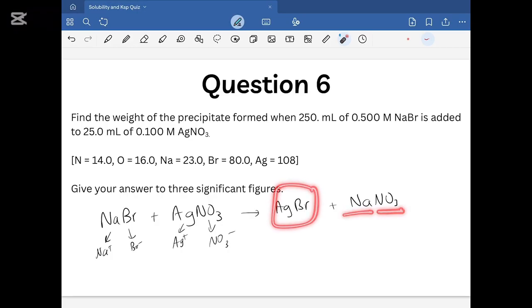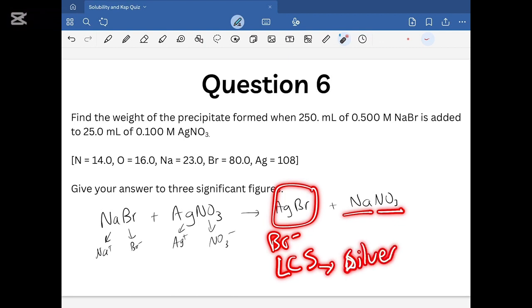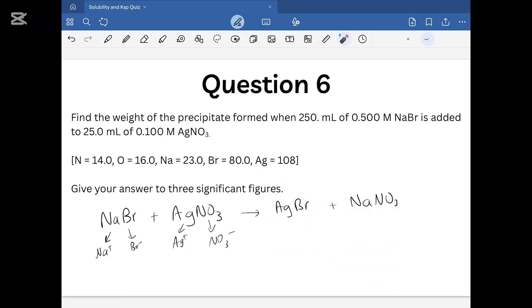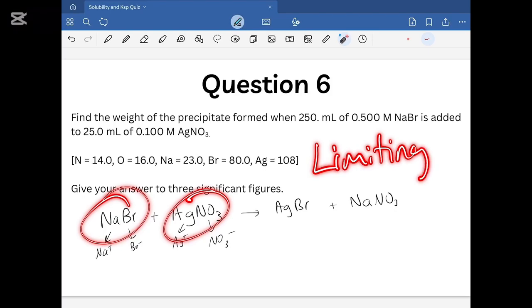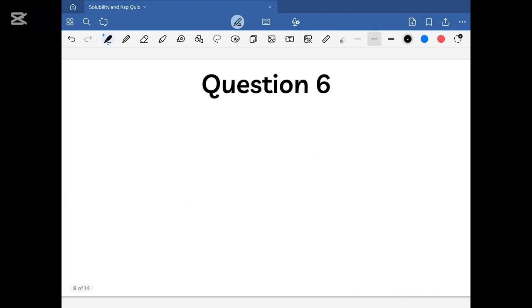Now AgBr, Br minus is actually insoluble with LCS, and S stands for silver, which is the Ag+. So this is the precipitate that will form. Now, the next step that I need to do is to find the number of moles for the reactants and determine which one of them is the limiting by also finding the reaction ratio.